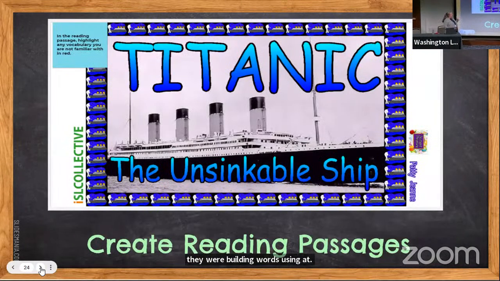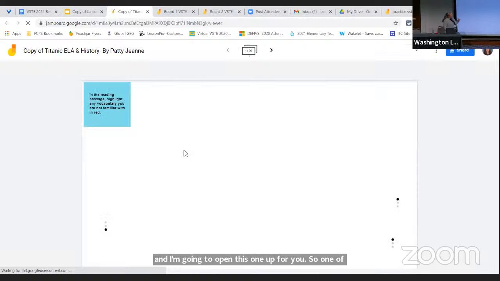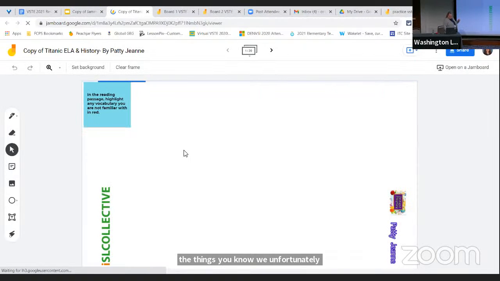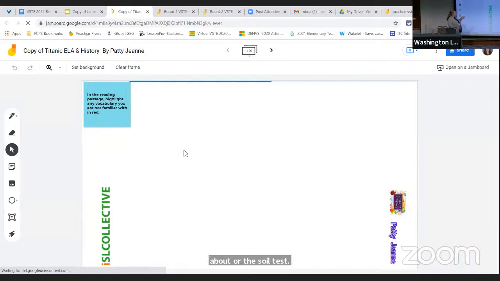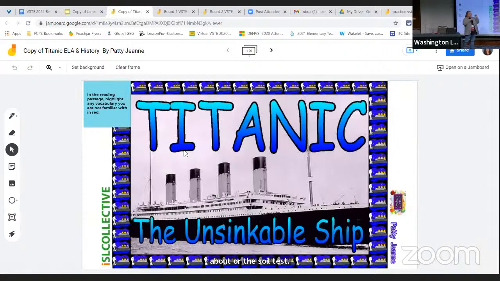This one is one that I liked. I found this one recently, and I'm going to open this one up for you. One of the things we unfortunately still have to talk about are the SOL tests. What I liked about this particular Jamboard is the teacher took a reading passage and she lumped it on the different frames. So at the top here, she tells her students, in the reading passage, highlight any vocabulary you are not familiar with in red.